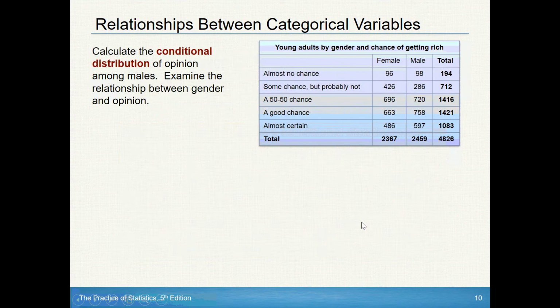So again, let's go into our same two-way table that we had before. And it says calculate the conditional distribution of opinion among males. Okay, so the condition is that they must be males.